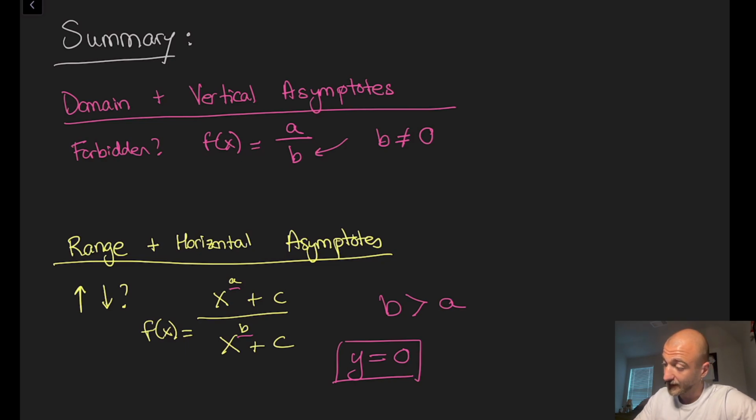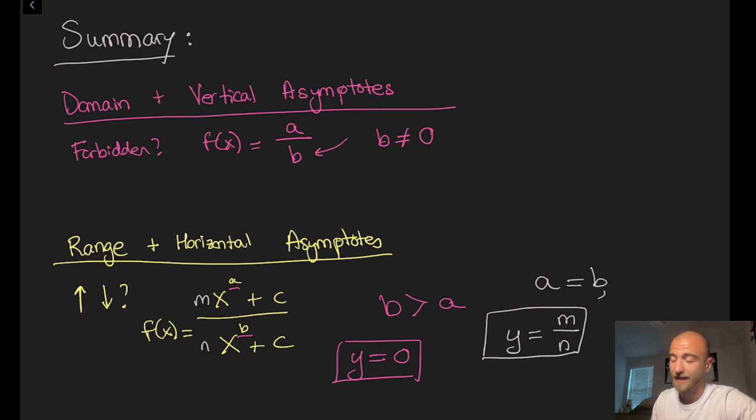That said, let's change to white. If a is equal to b, in other words, they have the same power, then the equation for the horizontal asymptote is just going to be a ratio of the two coefficients. So why don't we go ahead and add some coefficients in here, m and n. Then the equation for the horizontal asymptote is going to be equal to m divided by n. Literally just taking a ratio of the two numbers, the two coefficients in front of that x.